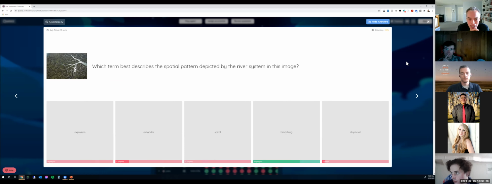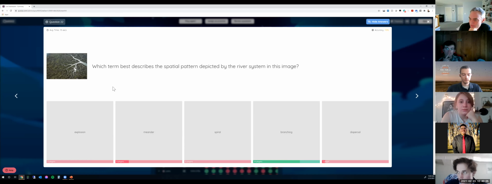Which term best describes the spatial pattern depicted by the river system in this image? And the correct answer was branching, right? So some of you chose meander, and I can see why you would choose meander, because some of the individual streams within that are meanders. Some of the individual branches are meanders, but the overall pattern of the entire system is one of a branching pattern. What's the biggest difference between meander and branching?